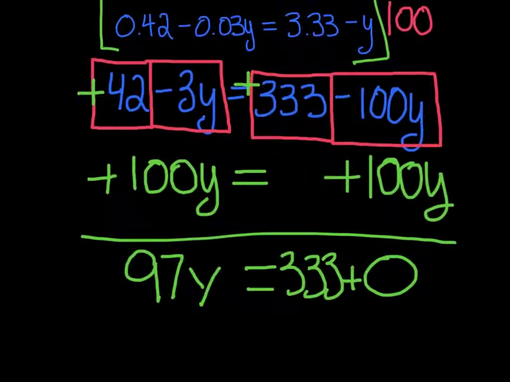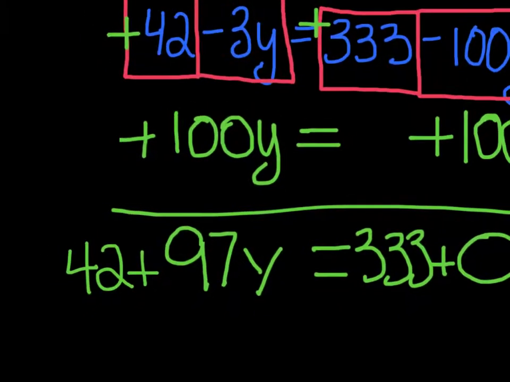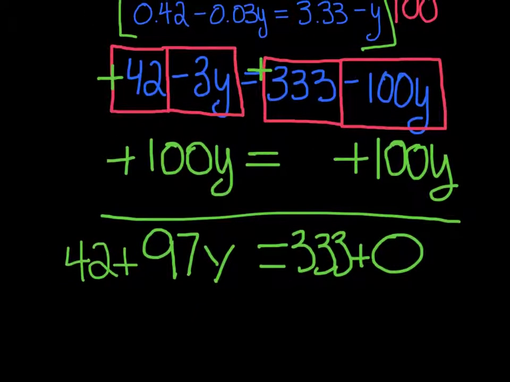And then in front of that, I'm going to add the 42. Just pull that down from the equation above. So let's take a minute to clarify exactly what just happened here. I had minus 100y on the right side of the equation.